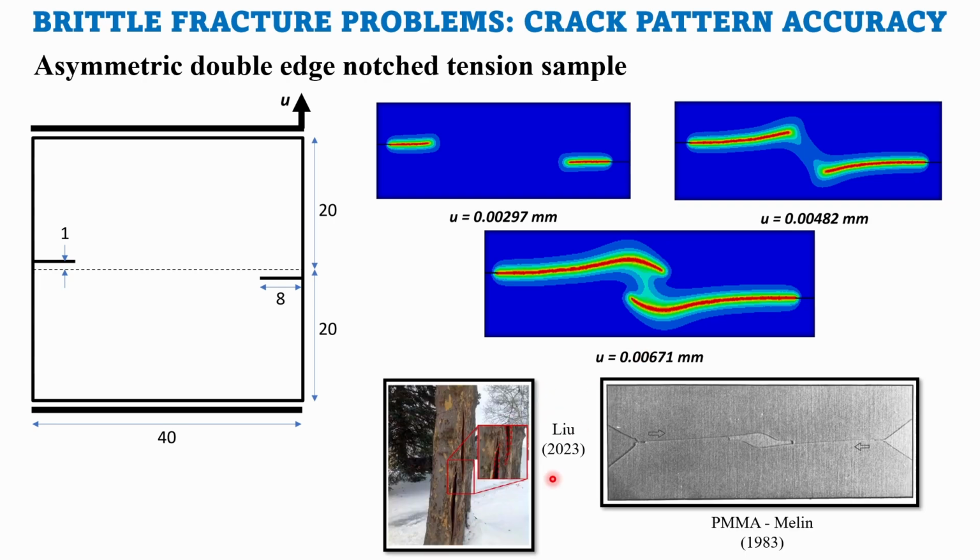So these kinds of cracks you can see in tree barks. And also Mellin performed an experiment using PMMA and they observed these cracks. You see, one crack on top of another, they are not meeting and they are originating from two offset notches.